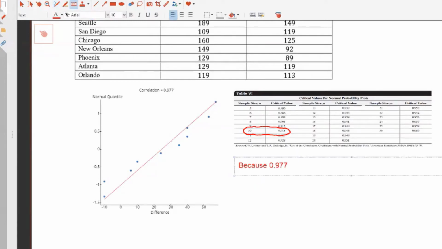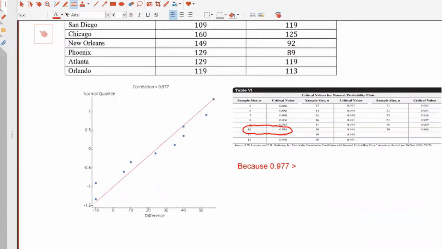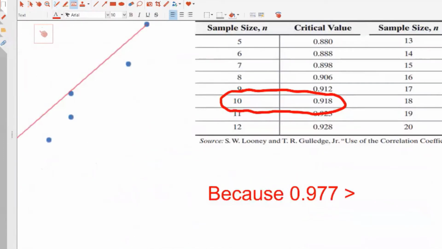Can you blow that up a little bit more? The table, the critical value table. Oh, yeah, I can zoom in on it for you. See there? There we go. Yeah. Okay.